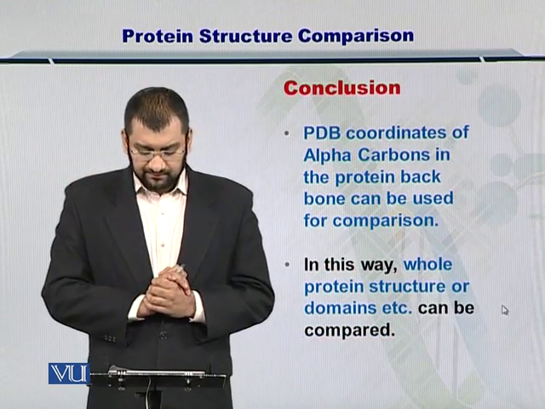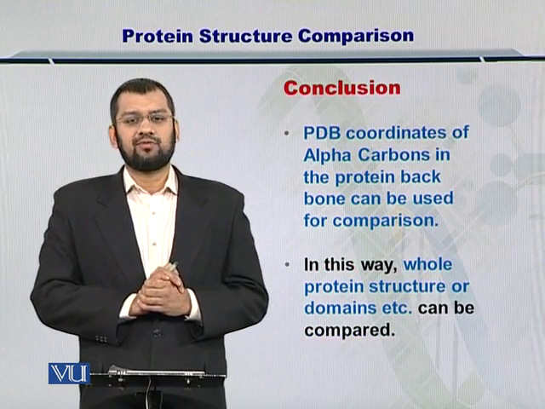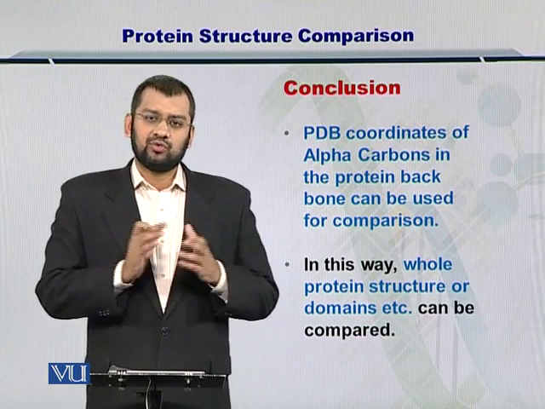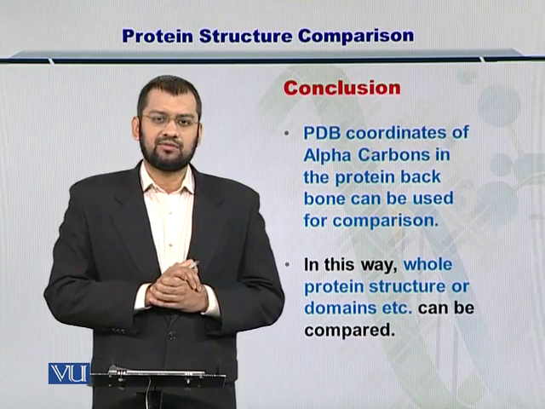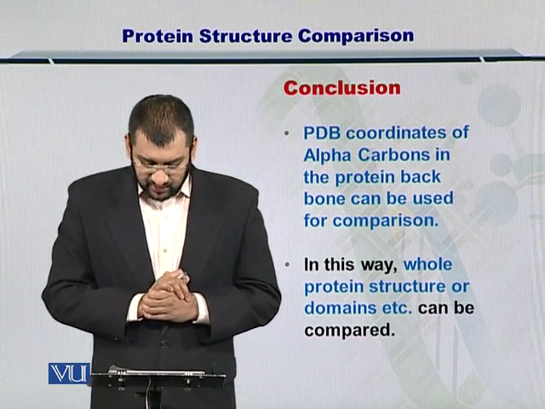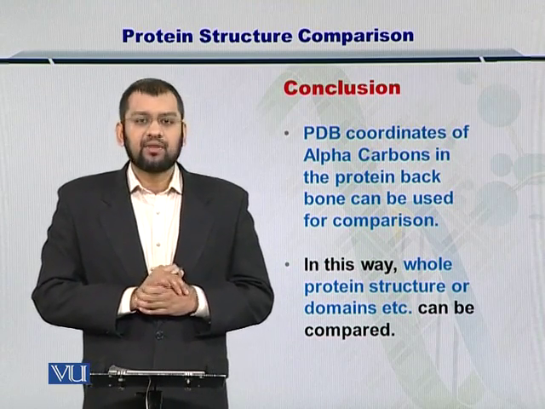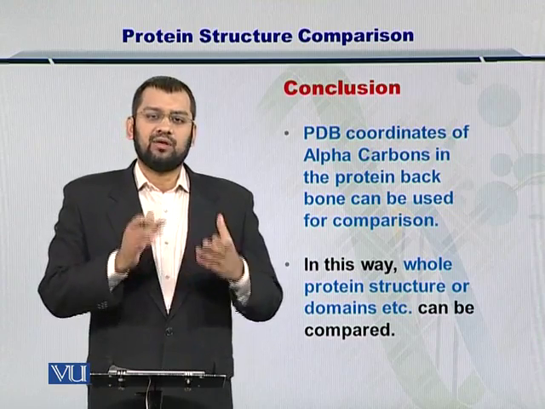So in conclusion, the PDB coordinates of the alpha carbons are used to compare the distance between the two proteins. And then we have the whole protein structure that is compared, or even the domains.